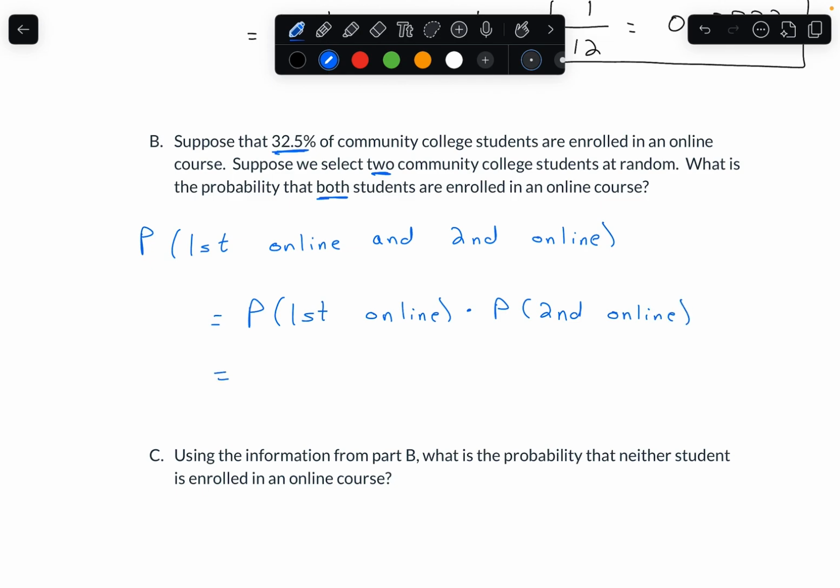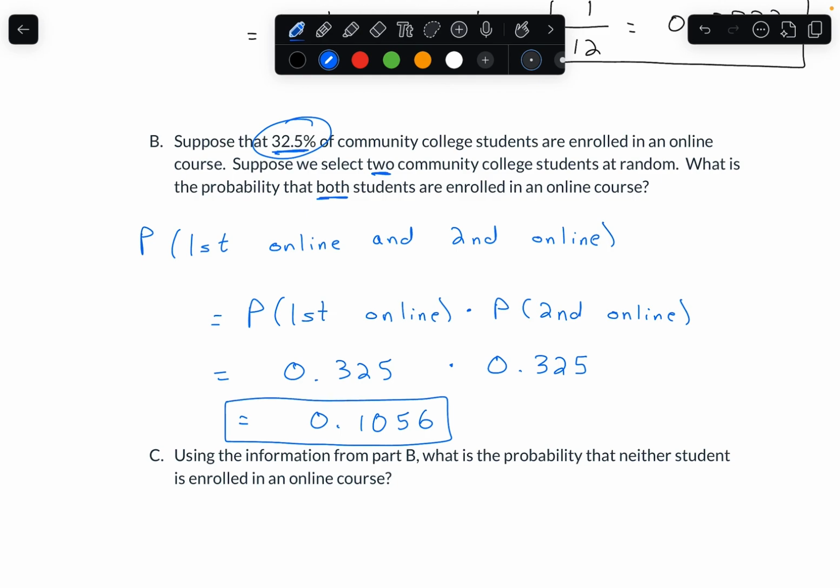So in this case, the probability that the first is in an online course is 32.5%, or 0.325. Okay, we have our first probability. And then the probability that the second is in an online course, well, that's also 32.5%, or 0.325. So I'm just multiplying these two numbers together once again. So 0.325 times 0.325. I'm going to round this to 4 decimal places. 0.1056 then is my answer. So I just needed to multiply those two out.